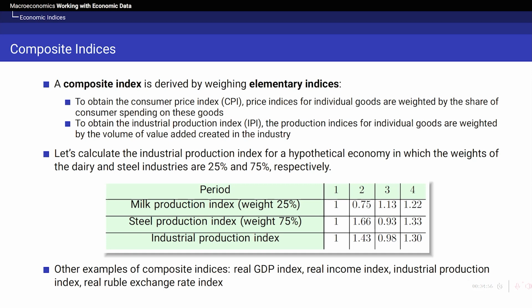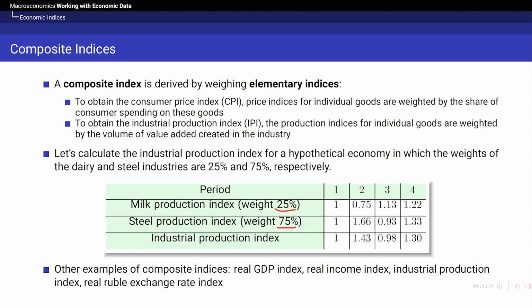Now consider a hypothetical economy which produces only milk and steel, just 2 products. Let's assume that the value added in the milk industry is equal to 25% of the total value added in the economy, and the rest is attributed to the steel industry. This is how we construct weights for our industrial production index.